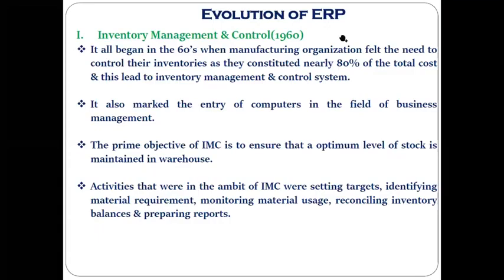Now, from when did this actually start? This started from the period 1960. In the 1960s, the people working in industry felt that they should have some kind of automatic system which would keep the records of their inventories, manage their inventories, and control their inventories.